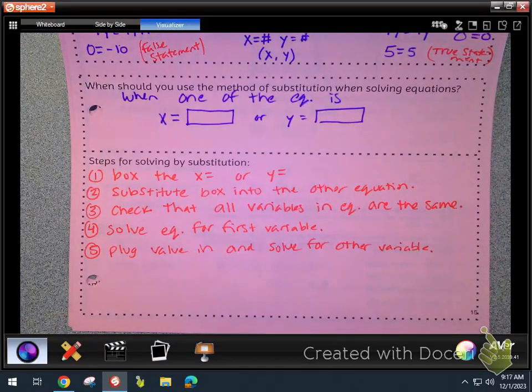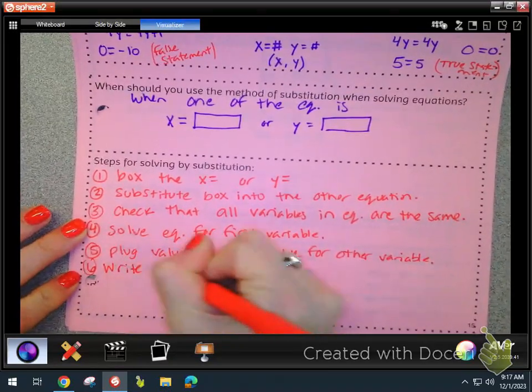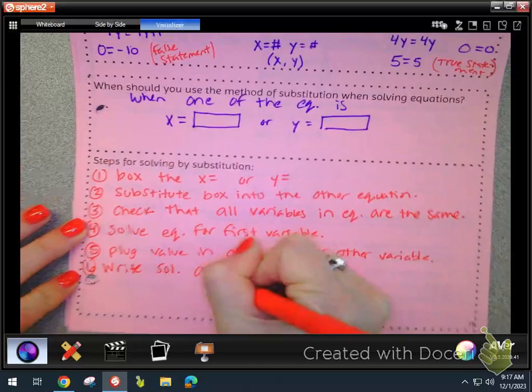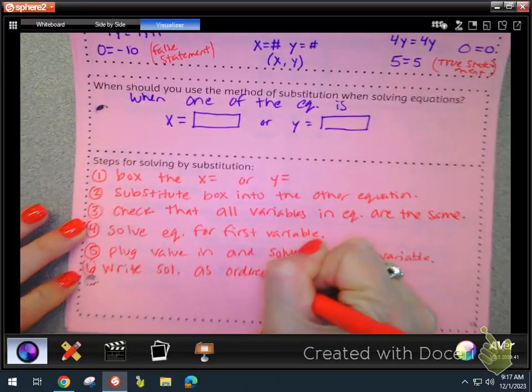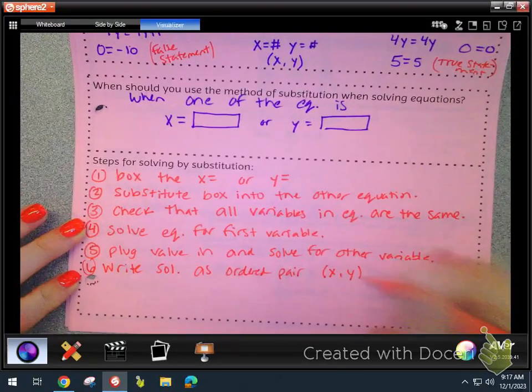Step 6 is just to write your solution as an ordered pair, and it will look like this: (x, y).